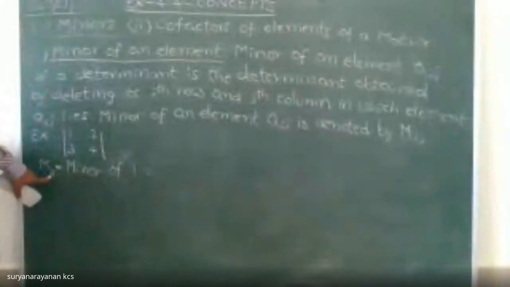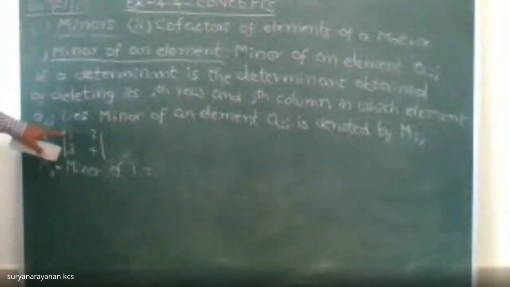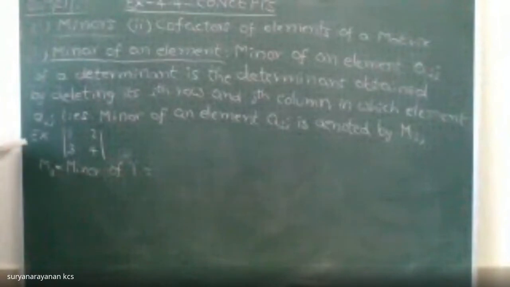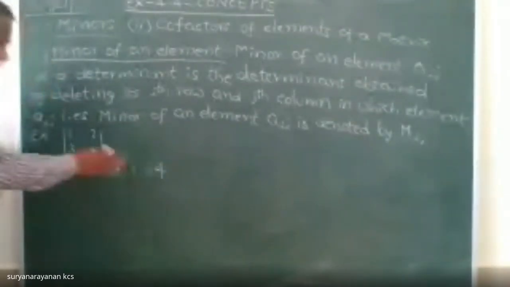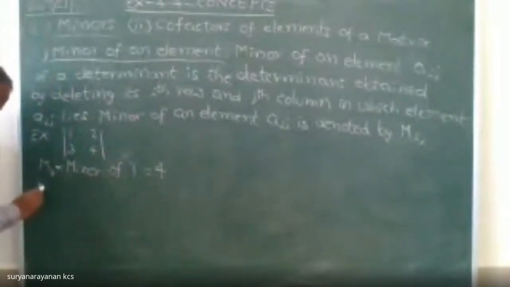How do you get the minor of this element 1? By closing this row and column. What will you get here by closing the row and column? 4, sir. 4. That's all.